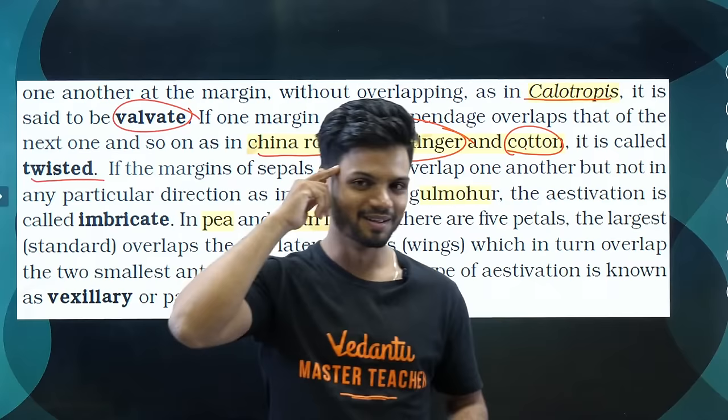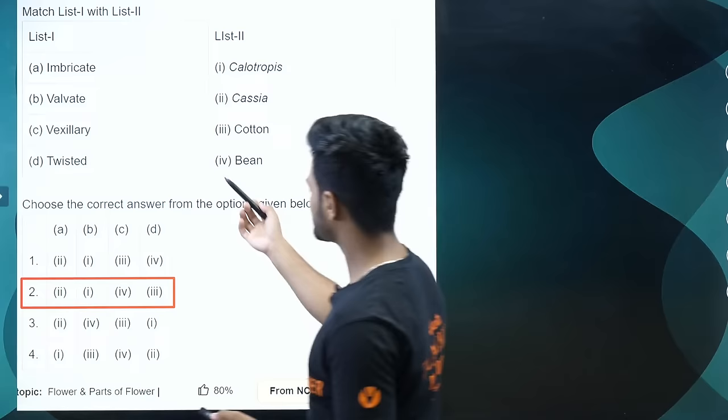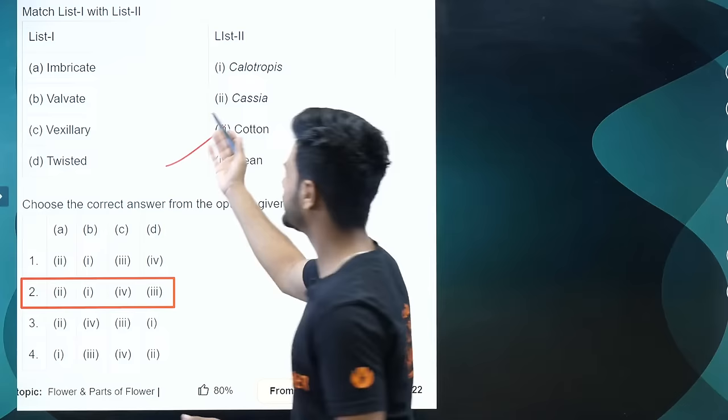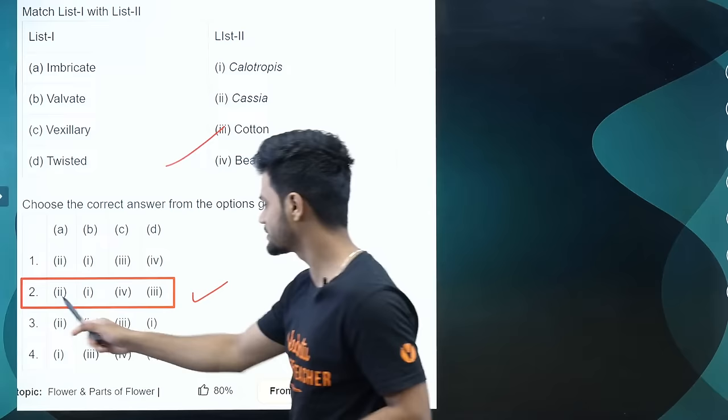Cotton sari, twisted. China rose, twisted. Okay. So twisted estivation is given here. Yes, it's given here. D is going to be your 3. Cotton sari, told you. Okay. Rest you can see. D is going to be your 3. Answer is here. Done.